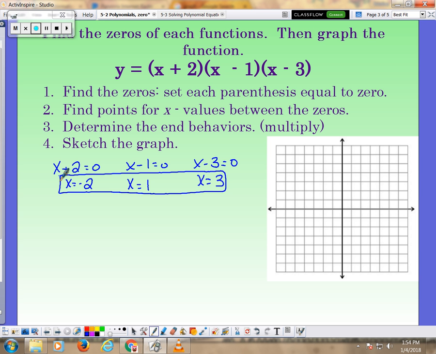All right, so at this point, I go ahead, even though I know it says to sketch the graph at the end, I start plotting my points as I get them. So I'm going to put a negative 2 on my graph, I'm going to put the 1 on my graph, and I'm going to put the 3.